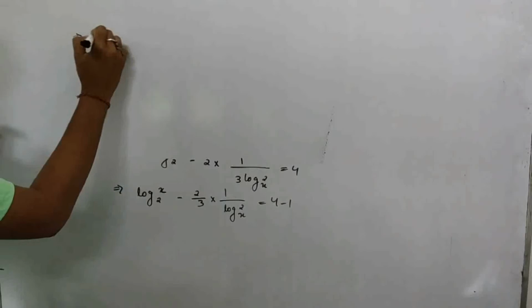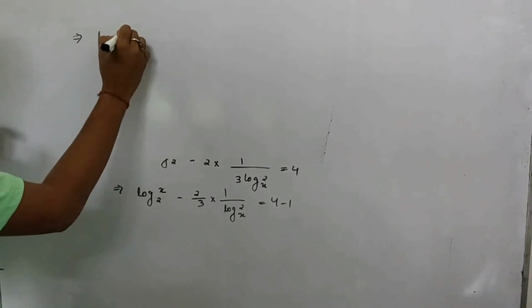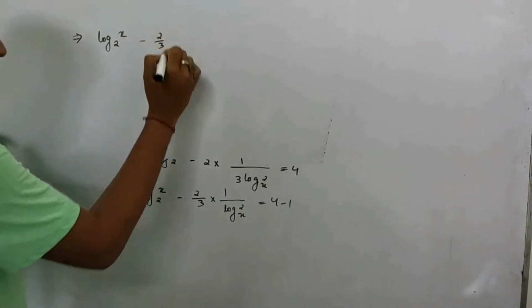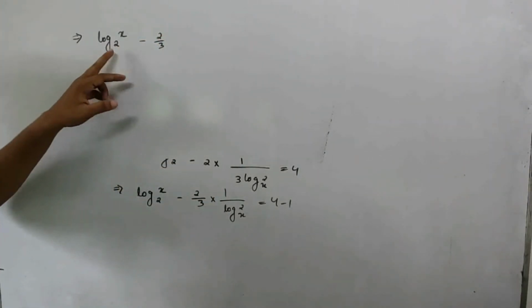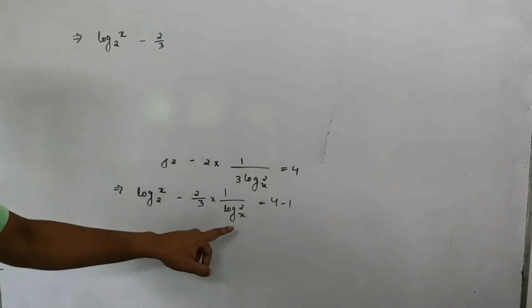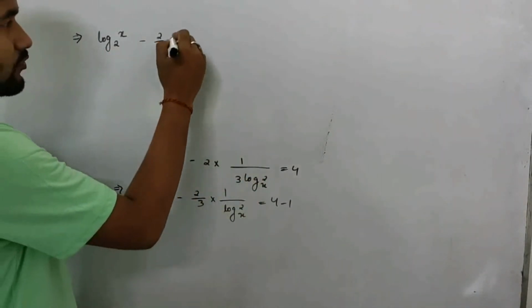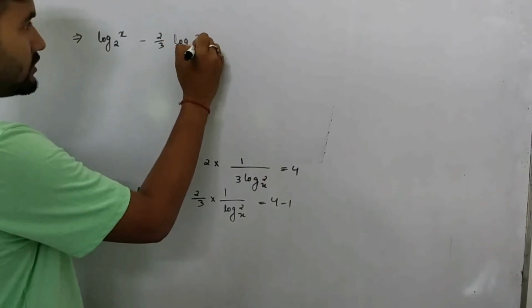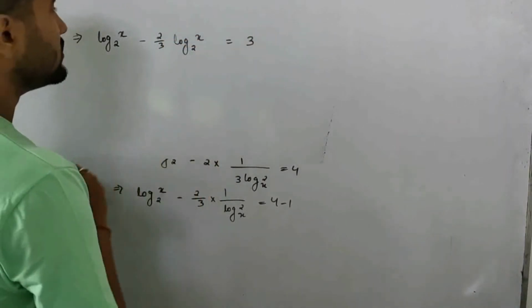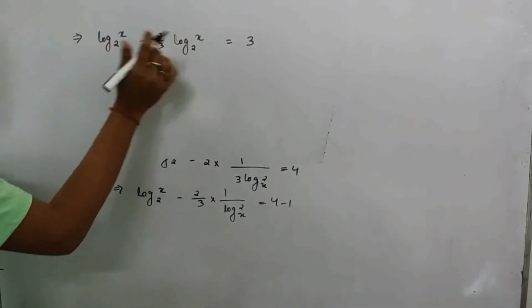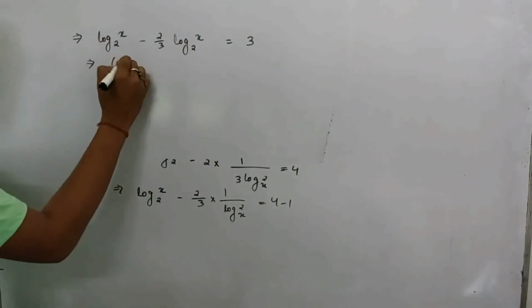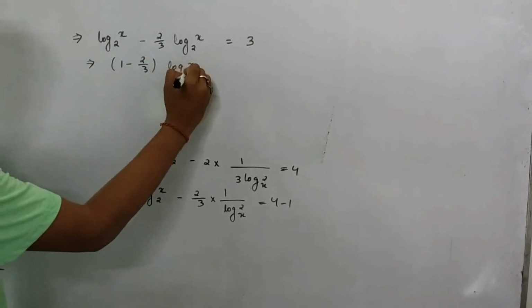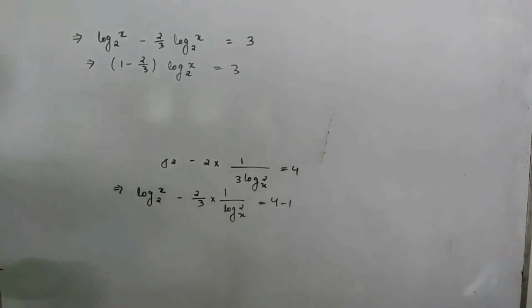So now, which implies log of base 2 minus 2 by 3. Now again, if I do change of base, because over here the base is 2, isn't it? So I will again have to do change of base. So this will become again reciprocal, so this will be into log of x base 2. 4 minus 1 is how much? 3. Now over here, log of x base 2, log of x base 2 you can take common. So what will remain? 1 minus 2 by 3, and log of x base 2 is equal to 3.